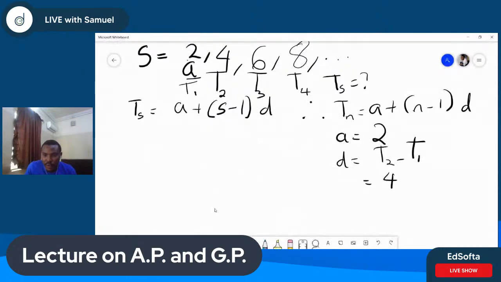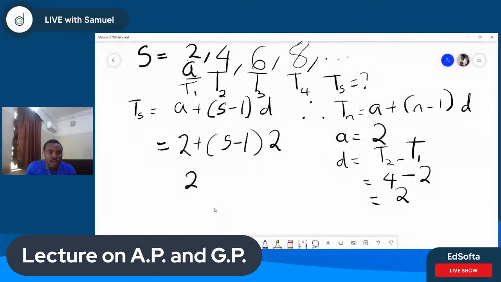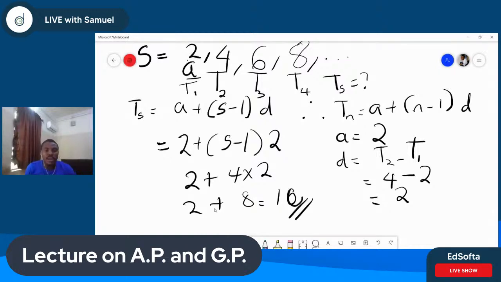So 4 minus 2, and our D is going to be what? 2. So we can substitute this back inside the equation, and what we are going to have is 2 plus 5 minus 1 times 2. And that's 2 plus 4 times 2, which is 2 plus 8, which is what? 10. Very correct.